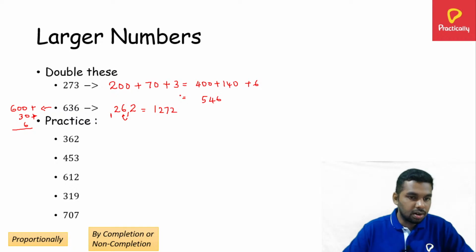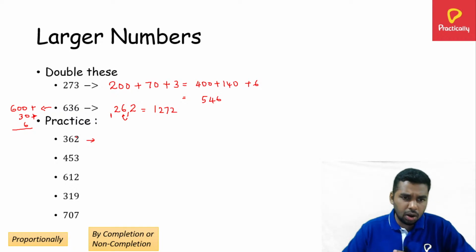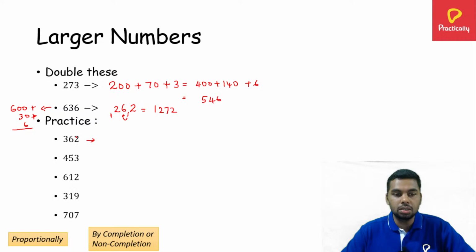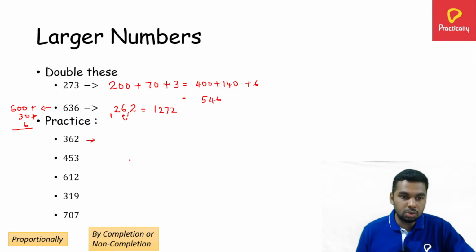All right. So here I have given a few more practice problems. Now let us solve one by one. I'll not use the splitting now. I'll try to do it in the mind. You can also try to do it in the mind. I'll be a little bit loud while I do this. So the double of 362: double of 62 is 124. 124 plus 600 is 724.